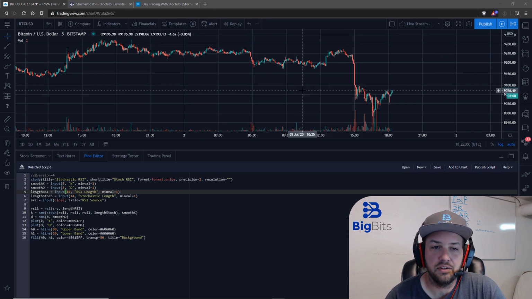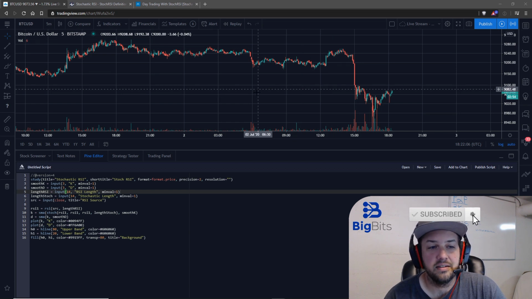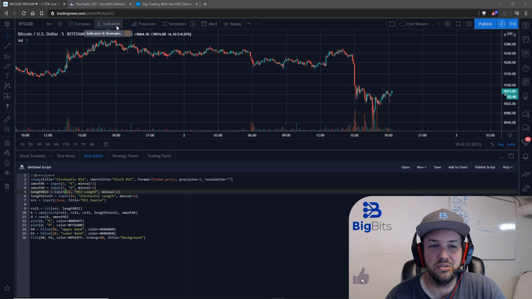Now, this is an older calculation. It produces a lot of signals, and we'll go into detail a little bit more about that in just a moment. But you're going to be able to see this is the combination between the stochastic and the RSI, excuse me.